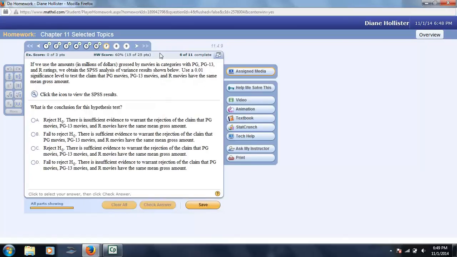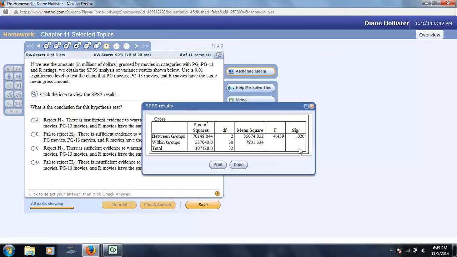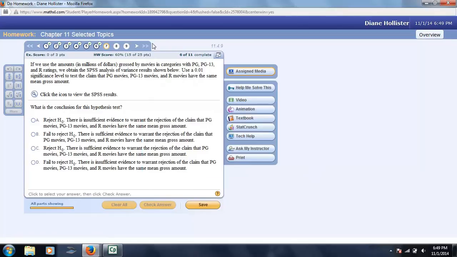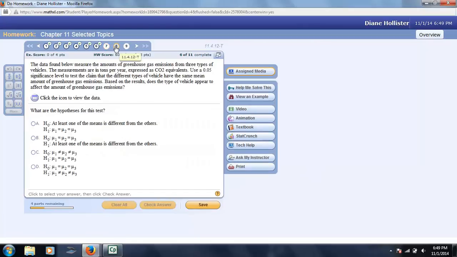Number 7, similar type of problem. Use the SPSS results. This is a different type of software. Use these results. Take a look at the significance. The sig in SPSS is similar to p-value, the same thing. So you can use that to compare that to your significance level to determine if it's meaningful or not, and what that tells us in light of our problem.